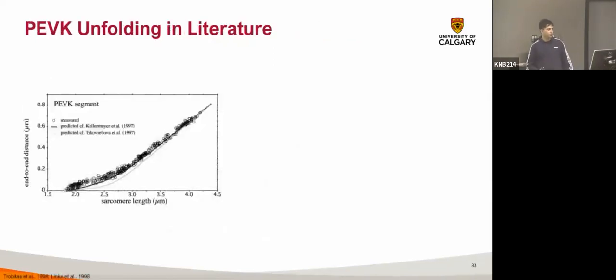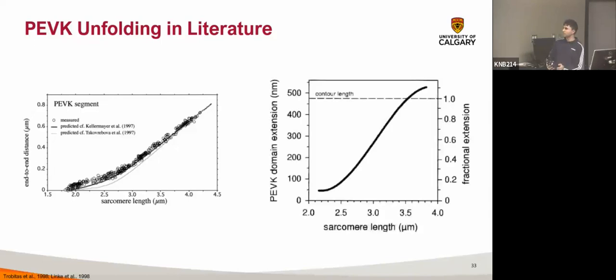Comparing this to literature, predictions for the contour length, the fully extended length of the PEVK in human soleus muscle, are around 0.28. Comparing to psoas muscle in rat tissue, where they found the contour length should be a lot higher, we are within expectations based on literature.